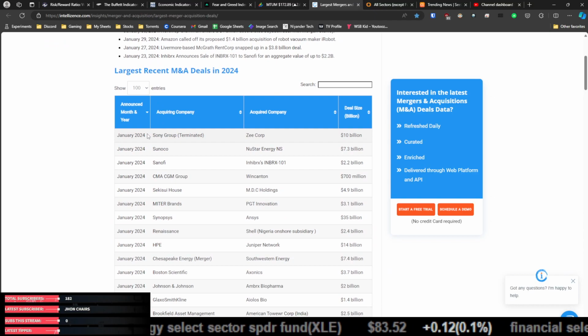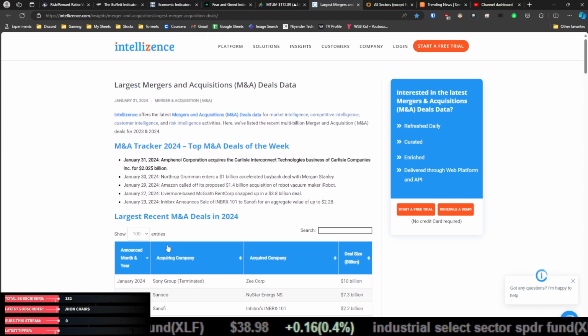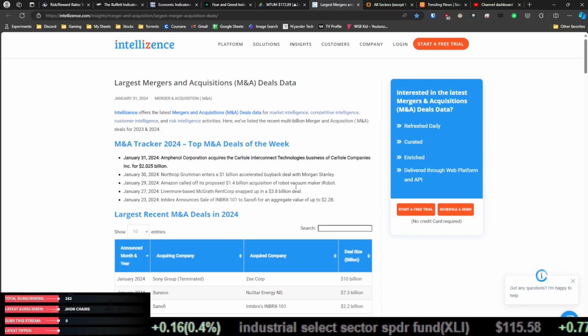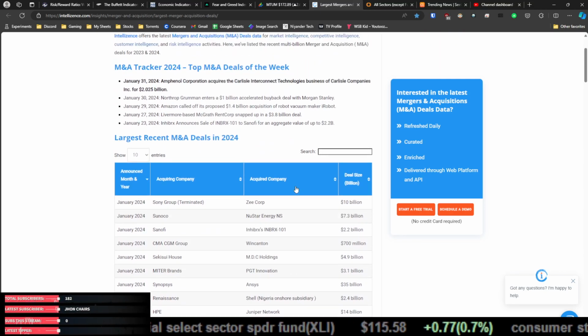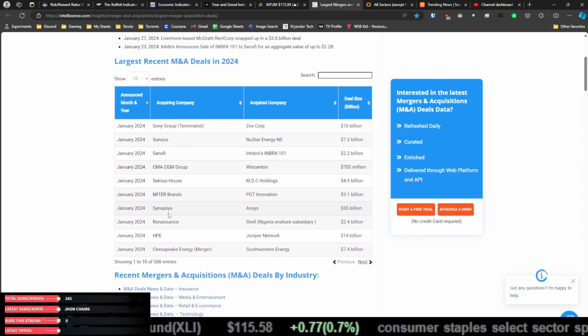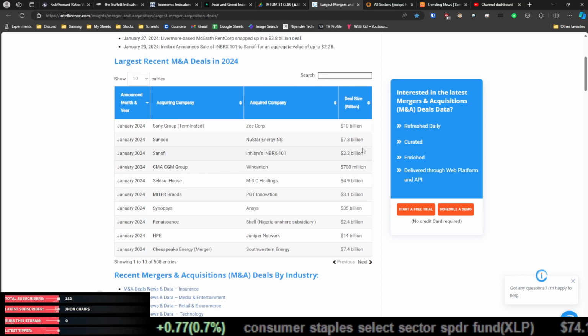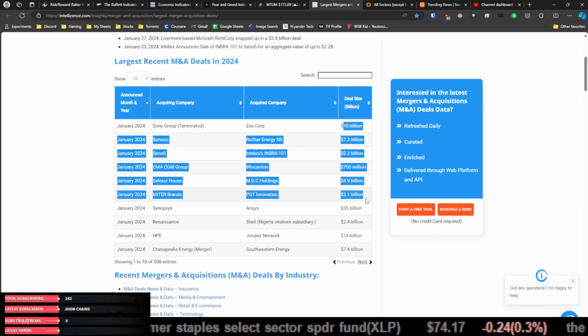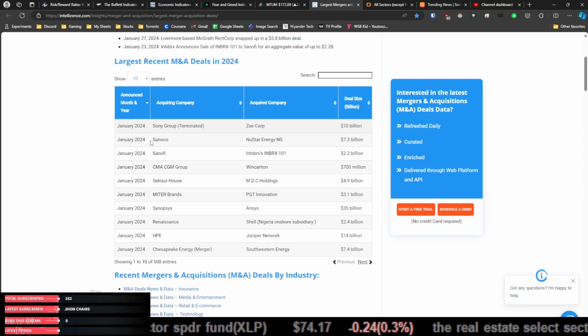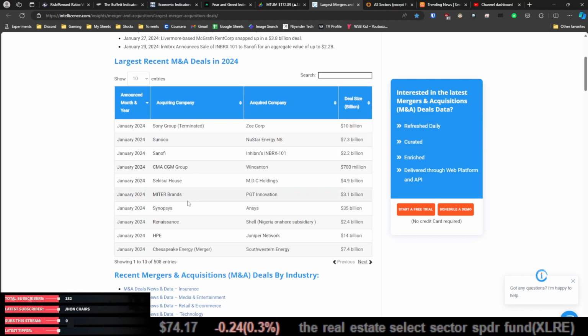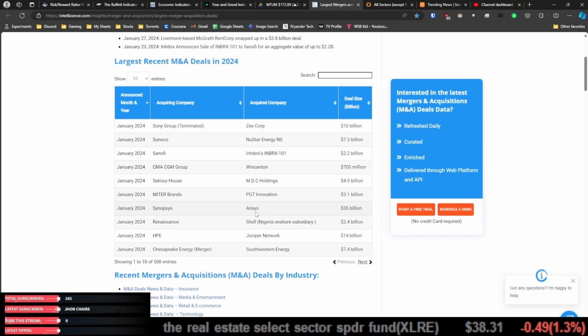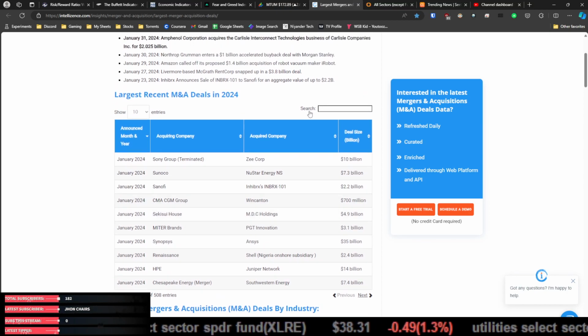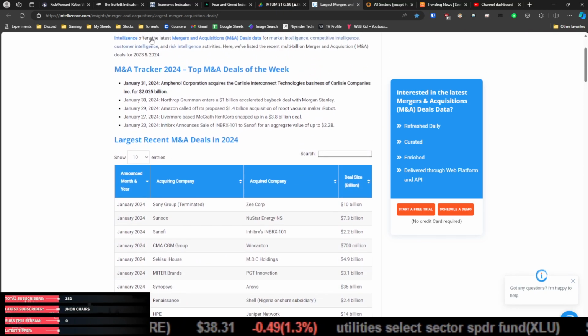Mergers. We saw Sony Group. Oh, Sony Group terminated the merger, so it's not even that one. But yeah, there's not really that many mergers going on since we last looked at it. Not too many big companies in here. I mean, they're obviously big mergers, but unless you're invested in these specific companies, there's not really anything big happening here, right? So, yeah, there's that.